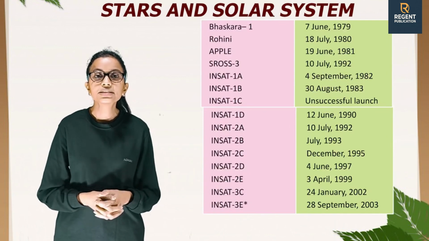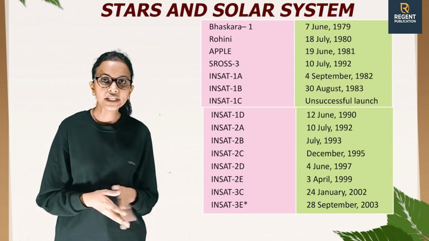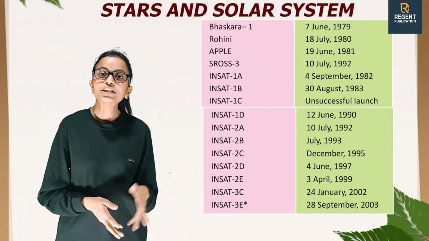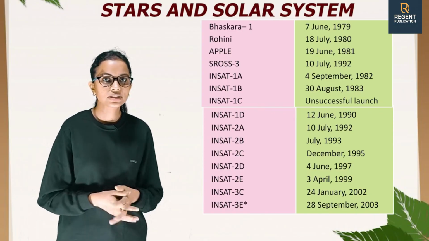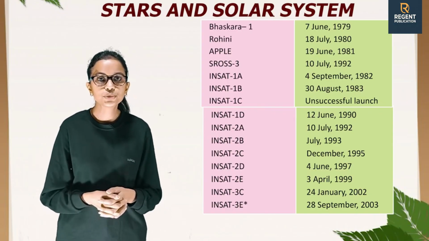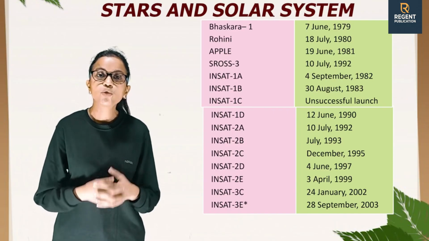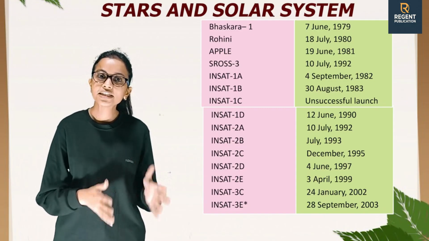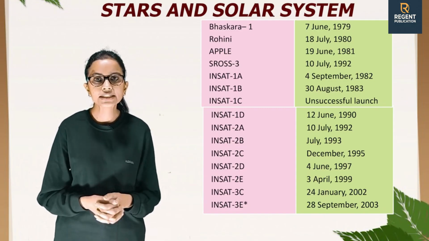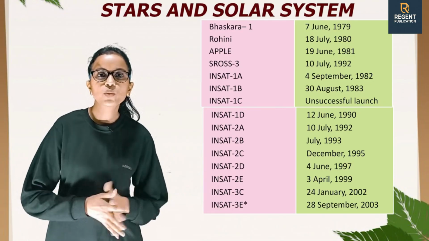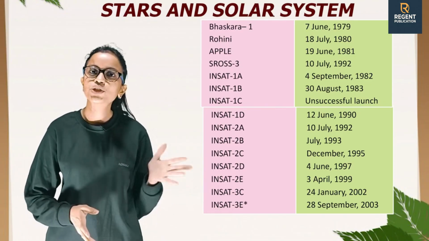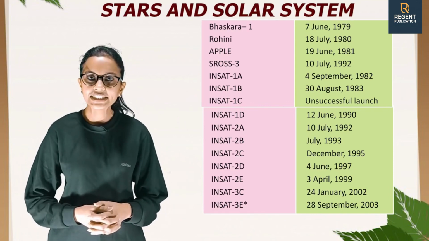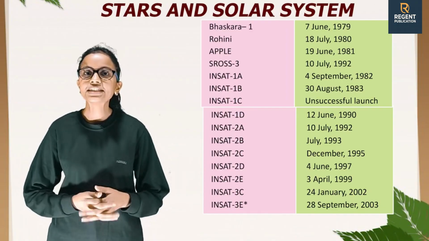Bhaskara-1, launched on 7 June 1979. Rohini, launched on 18 July 1980. APPLE, 19 June 1981. SROSS 3, 10 July 1992. INSAT 1A, 4 September 1982. INSAT 1B, 30 August 1983. INSAT 1C, unsuccessful launch. INSAT 1D, 12 June 1990. INSAT 2A, 10 July 1992. INSAT 2B, July 1993. INSAT 2C, December 1995.